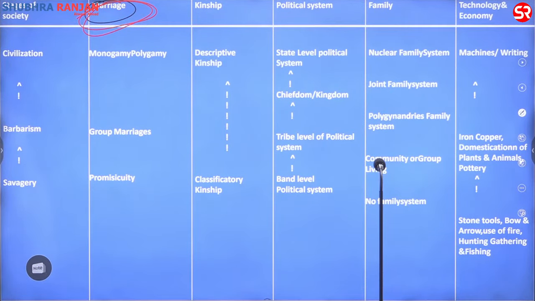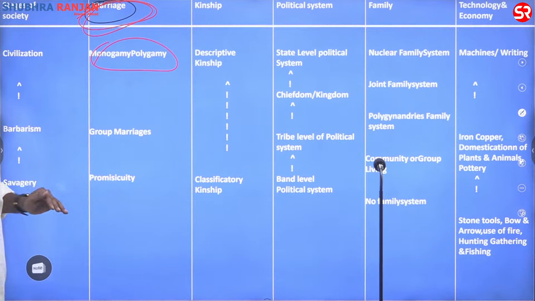Marriage. In the savagery stage, there was promiscuity, like animals, with no relation, no bond, only needs, random sex. As time went on, then group marriages came, where marriage used to happen within the group, four men marrying four women. Then time went on, and it is first polygamy.